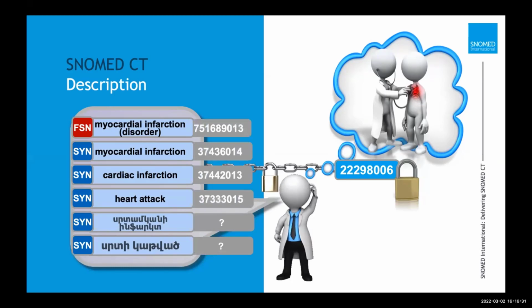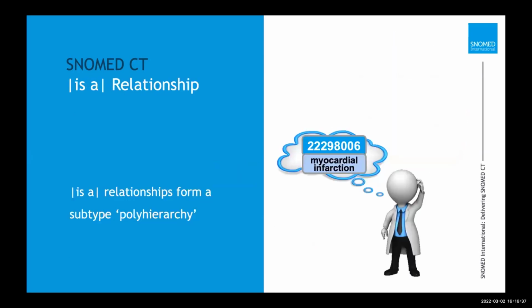So here you can see how it is represented in terms of different synonyms that can be used. The third type of component is the relationship.